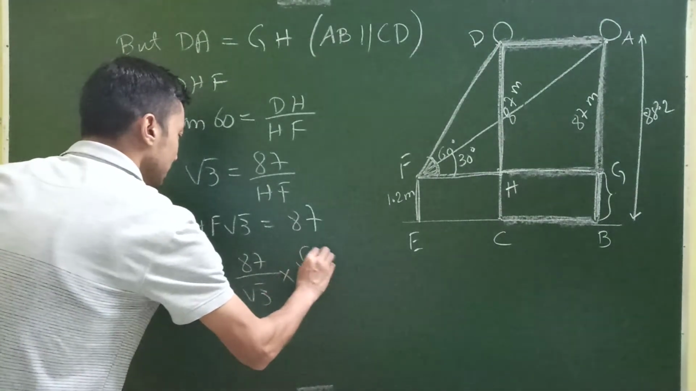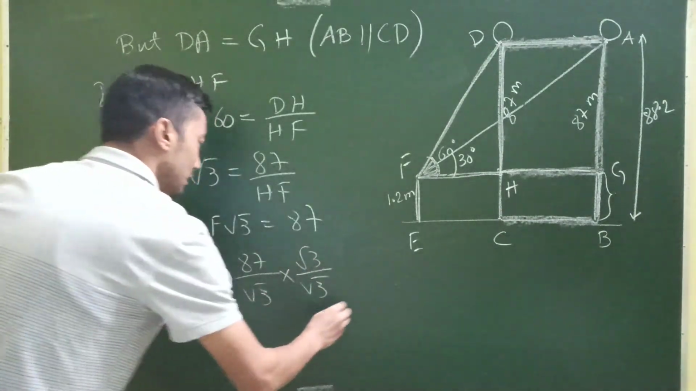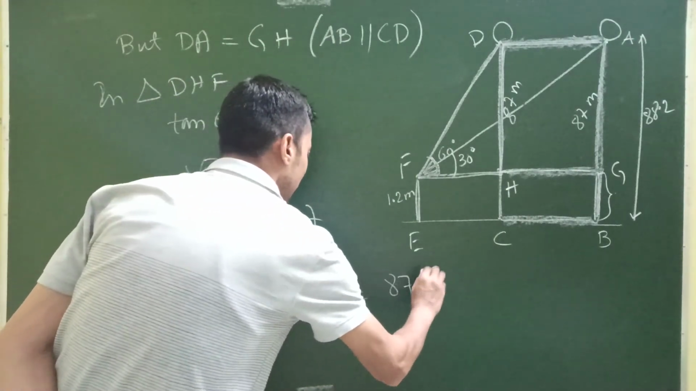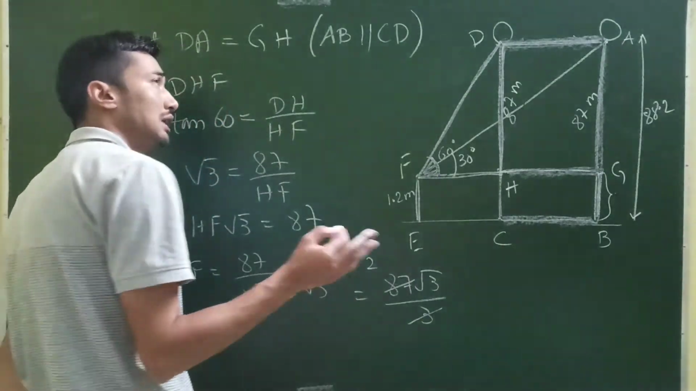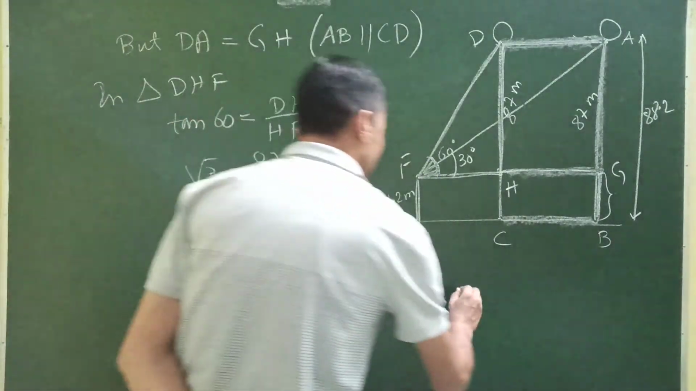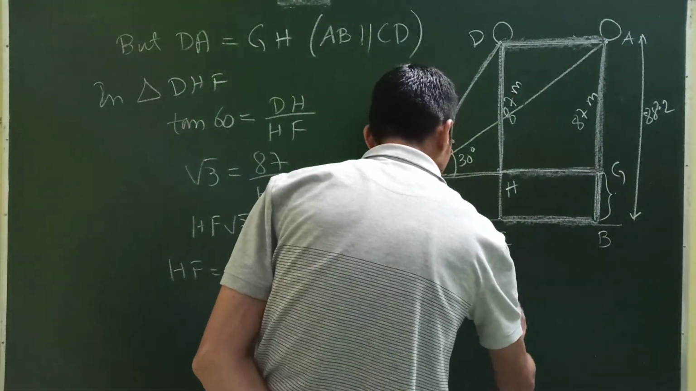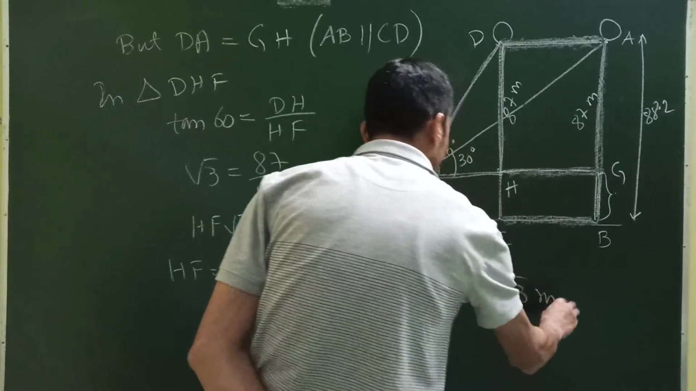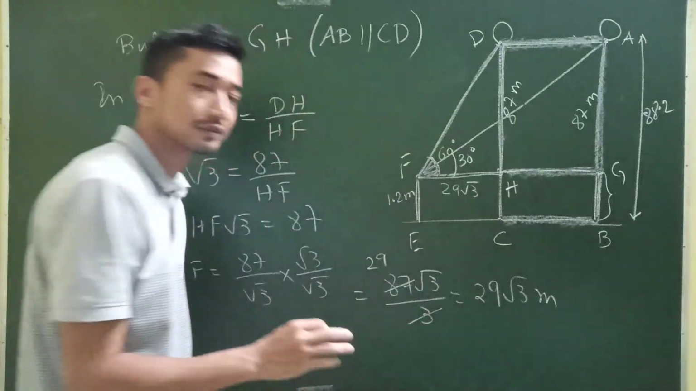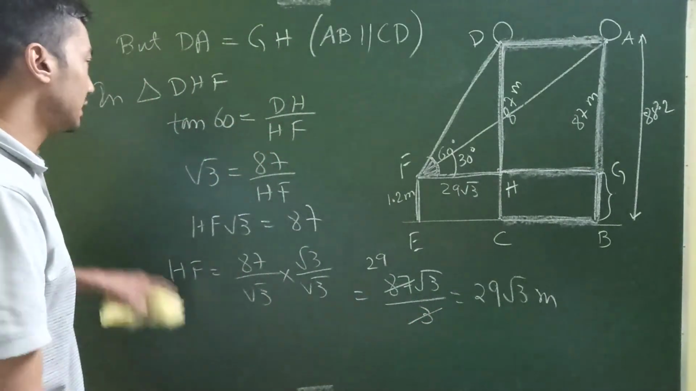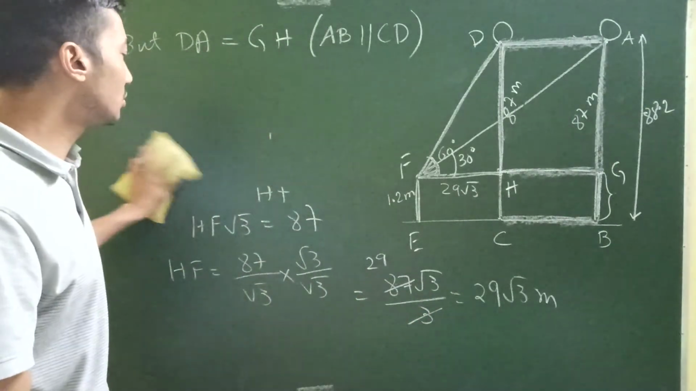We can factorize this, root 3 into root 3. So that's 87 root 3 upon 3. So 3 2s are 6, 7, 8, 2 left, 3 9s are 27. So that's going to be 29 root 3 meters. So this HF is 29 root 3. Okay, we might need that. Let's go to the bigger triangle.